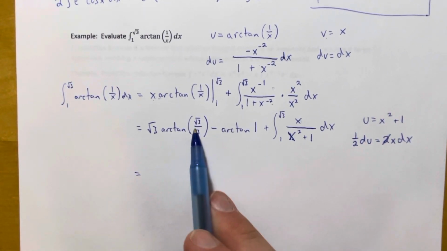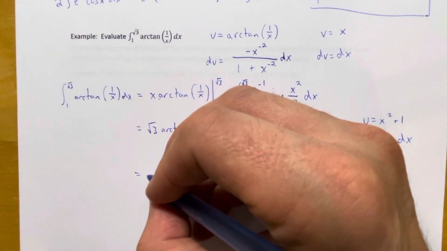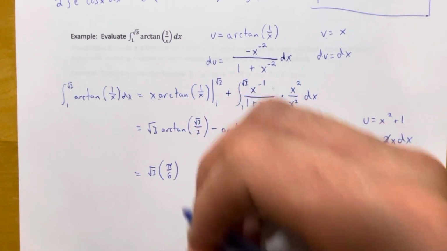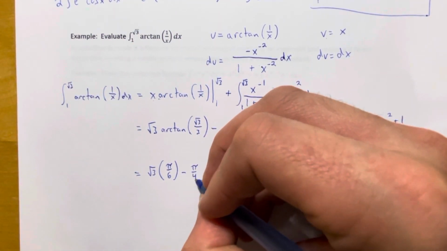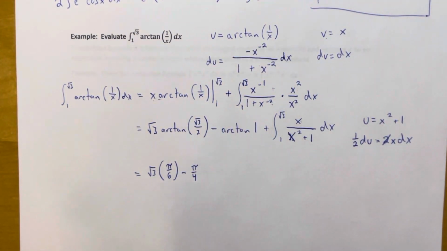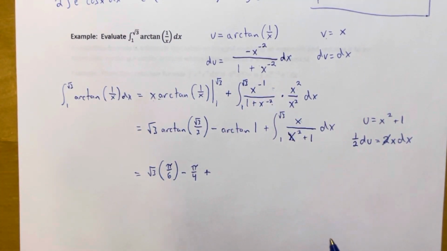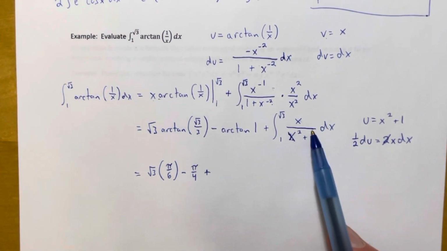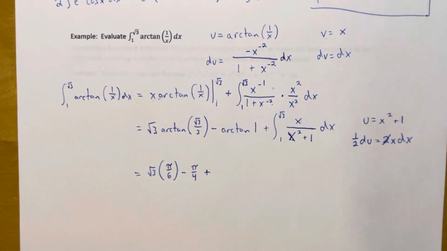Root 3 times the arctangent of root 3 over 3. You should hopefully know your unit circle pretty well. That's going to give me the square root of 3 times, that's pi over 6. Arctangent of 1 is pi over 4. Okay? And then here, when I do my u substitution, what do we get? I get plus. So for a u substitution, there's a couple of things that need to change. First of all, my integrand needs to be put in terms of u, and my limits of integration also need to change into u values instead of x values.